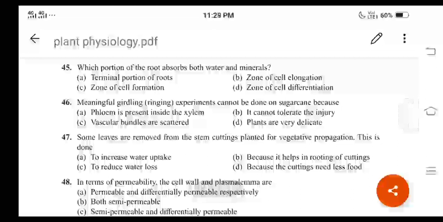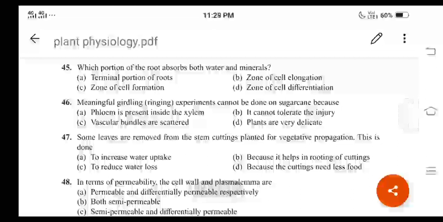Which portion of the root absorbs both water and minerals? The correct answer will be option D only, zone of cell differentiation. When you studied the root tip part in plant anatomy, you already studied that in the zone of cell differentiation only there is the formation of the root hairs. Minute root hairs are responsible for the absorption of water as well as the minerals. So option D is the correct answer. Then let us move on to the next question.